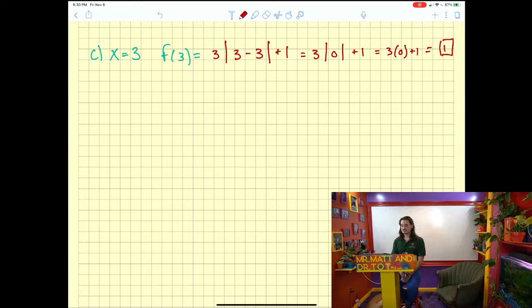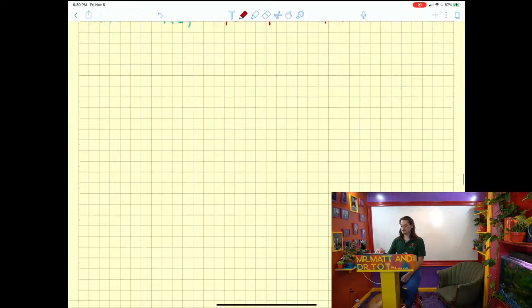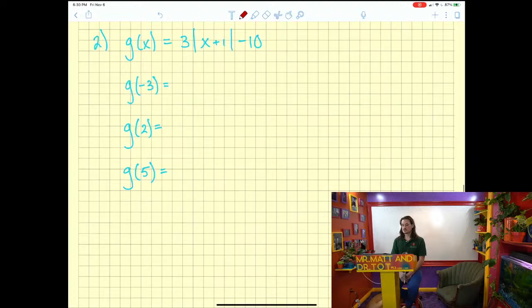If you have any questions, then please let me know. Otherwise, I'll give you 3 minutes. I'd like you to look at question number 2. It says g of x is equal to 3 times the absolute value of x plus 1, quantity minus 10, and you're going to evaluate g of -3, g of +2, and g of +5.